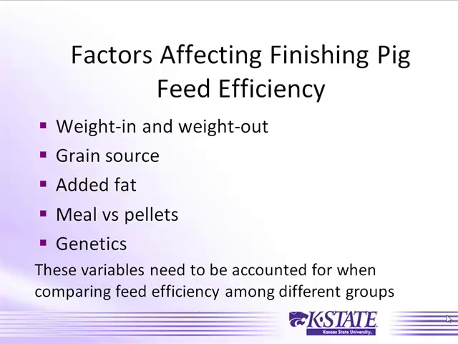Milo diets. Milo's got about 96% of the energy of corn. We can usually purchase it for about 88 to 90% of corn. So even though the feed efficiency is a little poorer on Milo, the feed cost per pound of gain is going to be better. Of course, added fat, added energy, meal versus pellets.